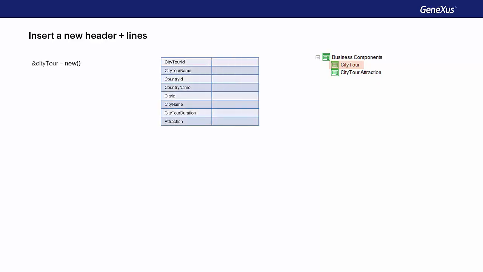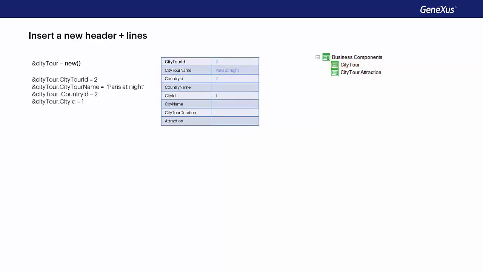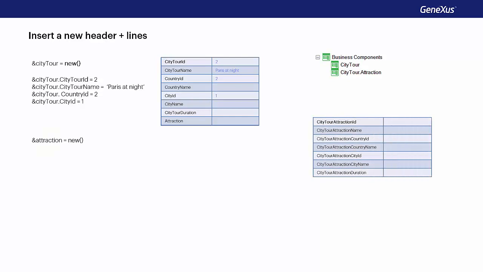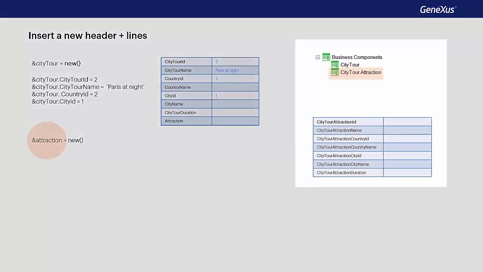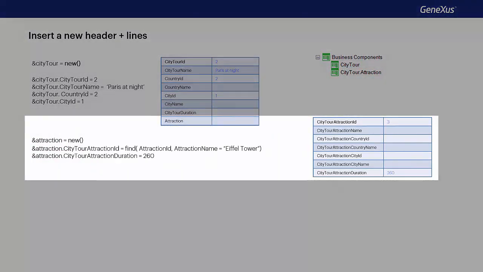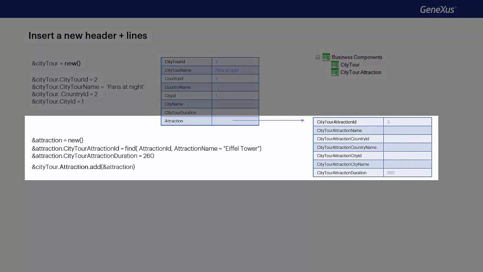To insert a new header and its lines, for example, the city tour 2, assuming it didn't exist, we start by defining the business component variable and assigning it new memory. Then we assign values for all the elements that correspond to non-inferred header attributes or formulas. Then we create a new memory space for an attraction variable of the business component type of the lines. We assign the values for the non-inferred attributes and add that variable to the collection of the lines of the global business component.